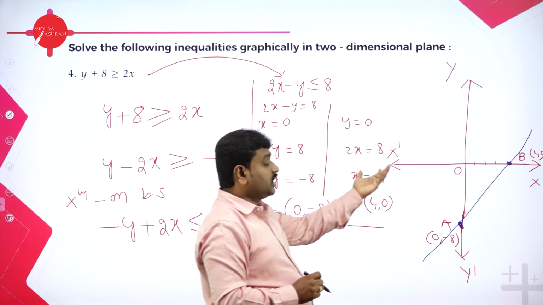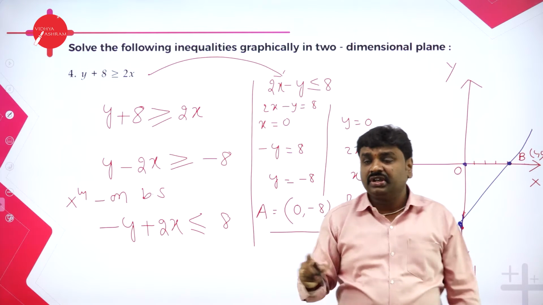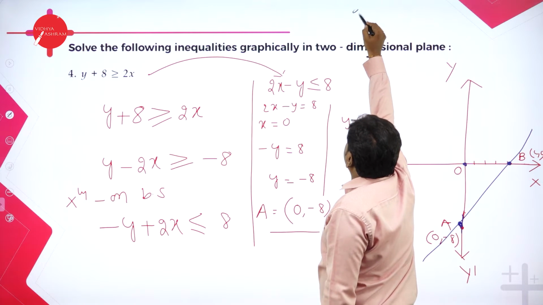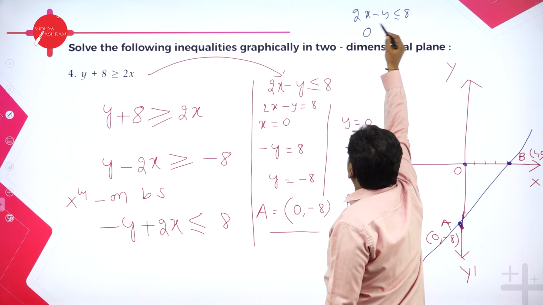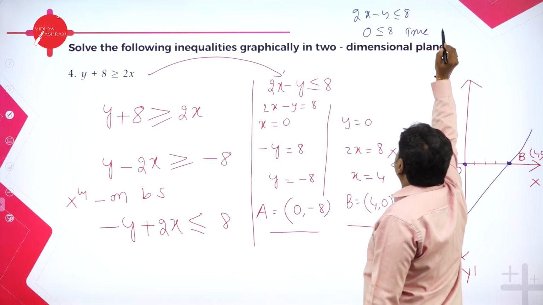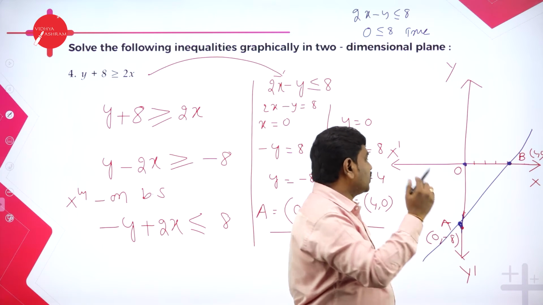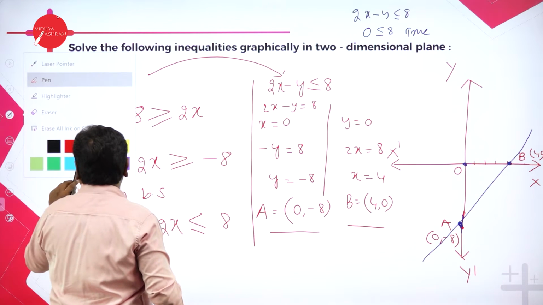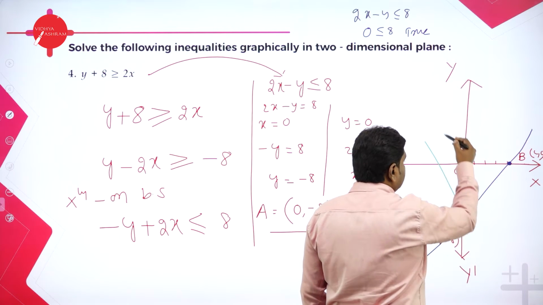So now here shading above or below. Again the decision is simple. Here I have the origin. Put the origin in the equation. So what is the equation, my dear students? We have 2x minus y less than or equal to 8. Put origin. So 0 minus 0 less than or equal to 8. 0 less than 8 is true. Means origin lies in the region. So when I get true, I should go towards the origin. From this line, go towards the origin. The origin is above this line. So the solution is here.